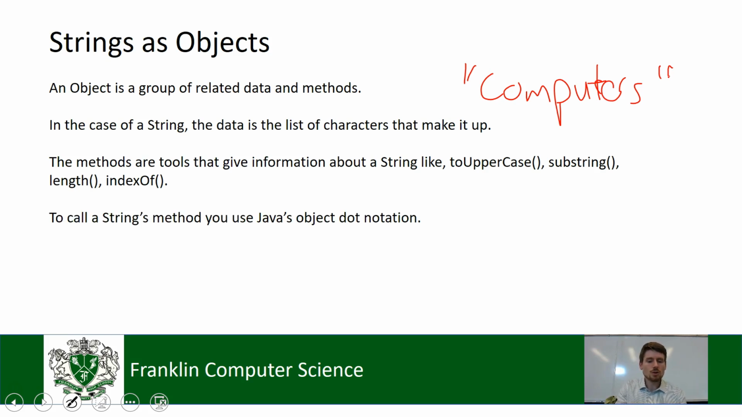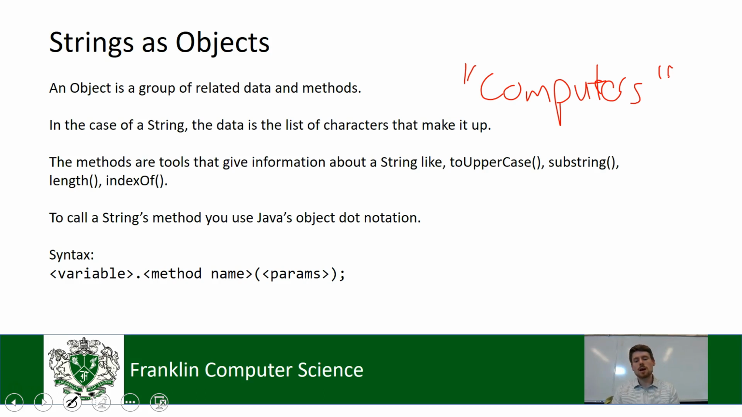Okay, so to call these methods, to use them, you use what's called the object dot notation. And Java uses this, and other languages use this as well. The syntax for it is you usually have a variable string, and then you would say dot method name, and then specify any parameters that method needs inside the parentheses. So variable dot method name parameters. Okay, we'll see some examples in a minute.